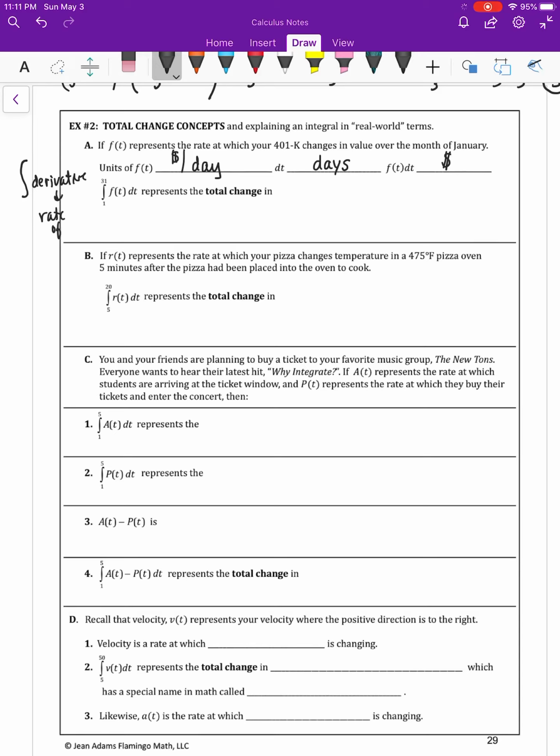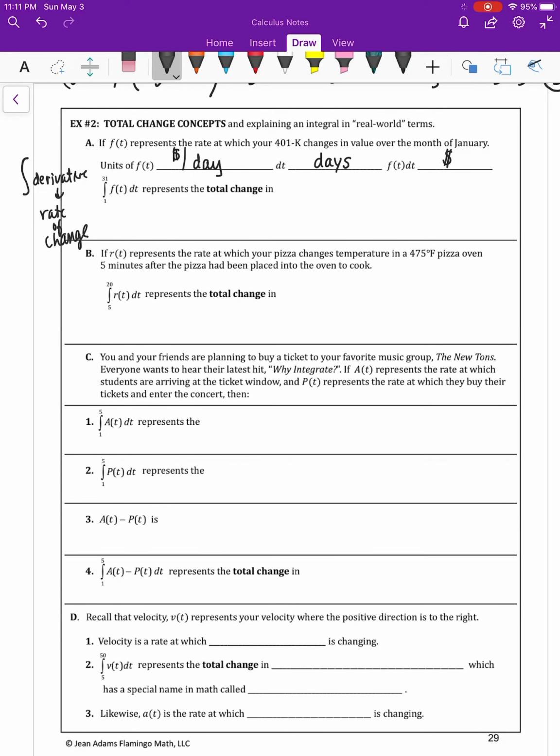So this is what we're saying, that when you integrate something, it is a derivative, right? And a derivative is a rate of change, okay? A derivative is a rate of change. That means it's something per something.